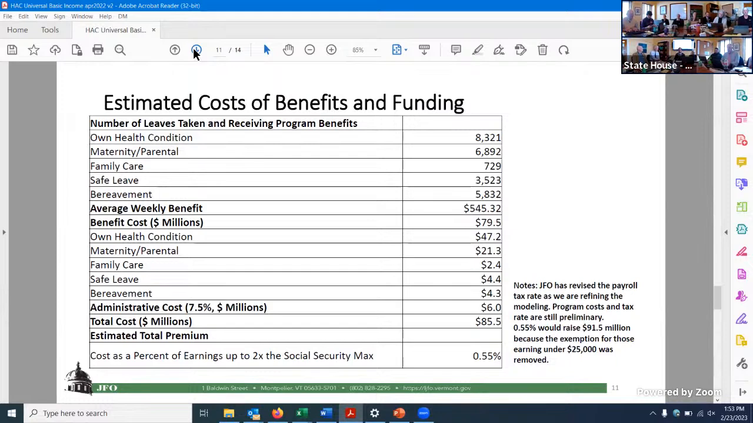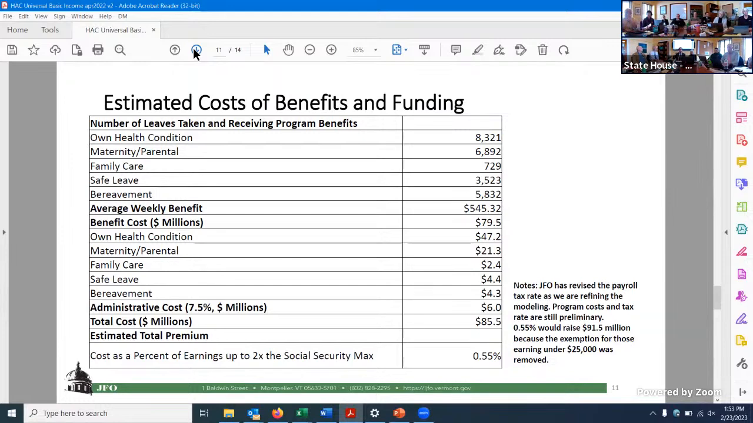We've kind of squished some categories in here together, like you'll see family care is where military exigency lives in terms of leave number and cost. But this is broadly speaking our estimated number of leaves by leave type, and then the associated cost with that particular type of leave. So you can see under the current parameters that average weekly benefits will come out to a little under $550 per week.